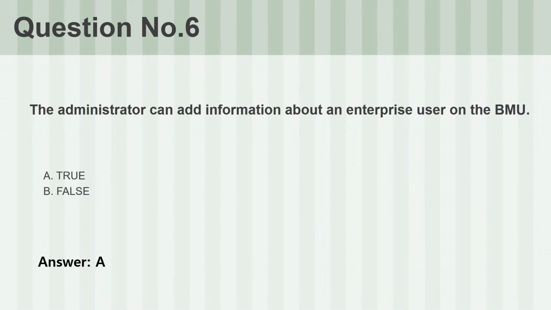Question number 6. The administrator can add information about an enterprise user on the BMU. A. True. B. False. Answer A.